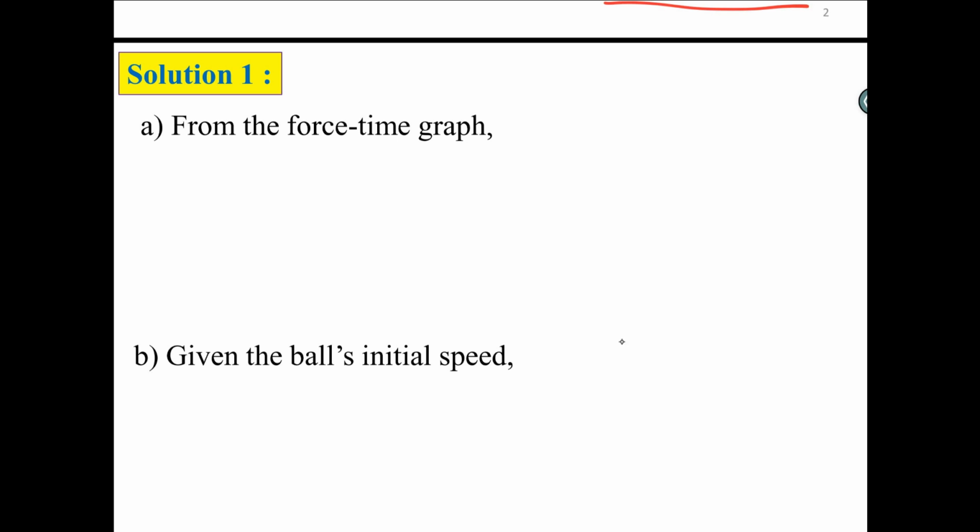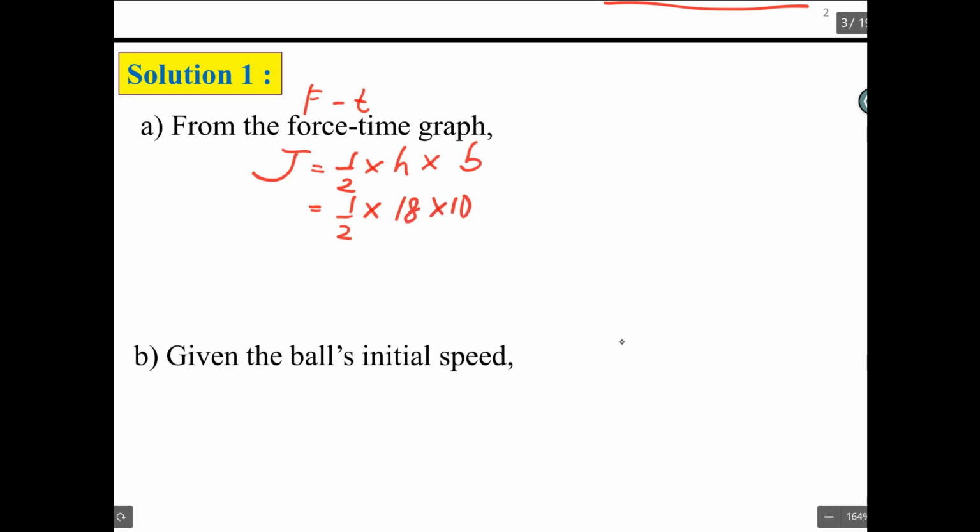So area under graph force against time, F against time, akan menghasilkan impulse. So the symbol of impulse seperti J, saya ingat sikit. Okay, so kita tahu tadi area apa? Area of the triangle. So half times dengan high times dengan base. So 1/2 times dengan tinggi dia adalah 18, 18 power of 3, sebab dia kata kilonewton tadi kan. Okay, so power of 3 times base dia adalah 1.8 minus 0.2 times 10 power of negative 3.